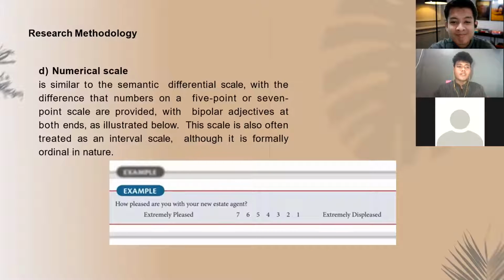So the fourth is the numerical scale. It is similar to the semantic differential scale, with the difference that numbers on a 5-point or 7-point scale are provided with bipolar adjectives at both ends. As illustrated below, this scale is also often treated as an interval scale, although it is formally ordinal in nature. So this is the example and the question: how pleased are you with the new outcome?